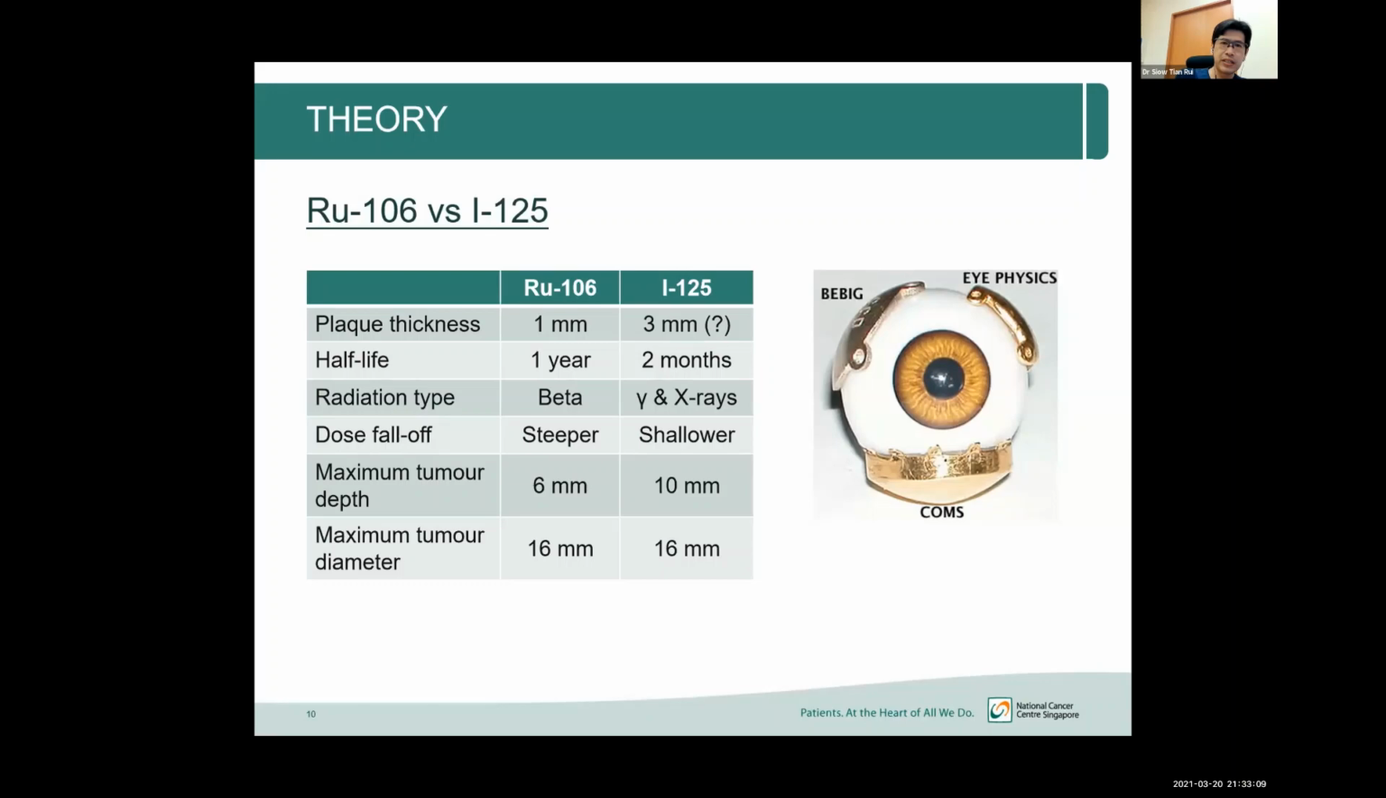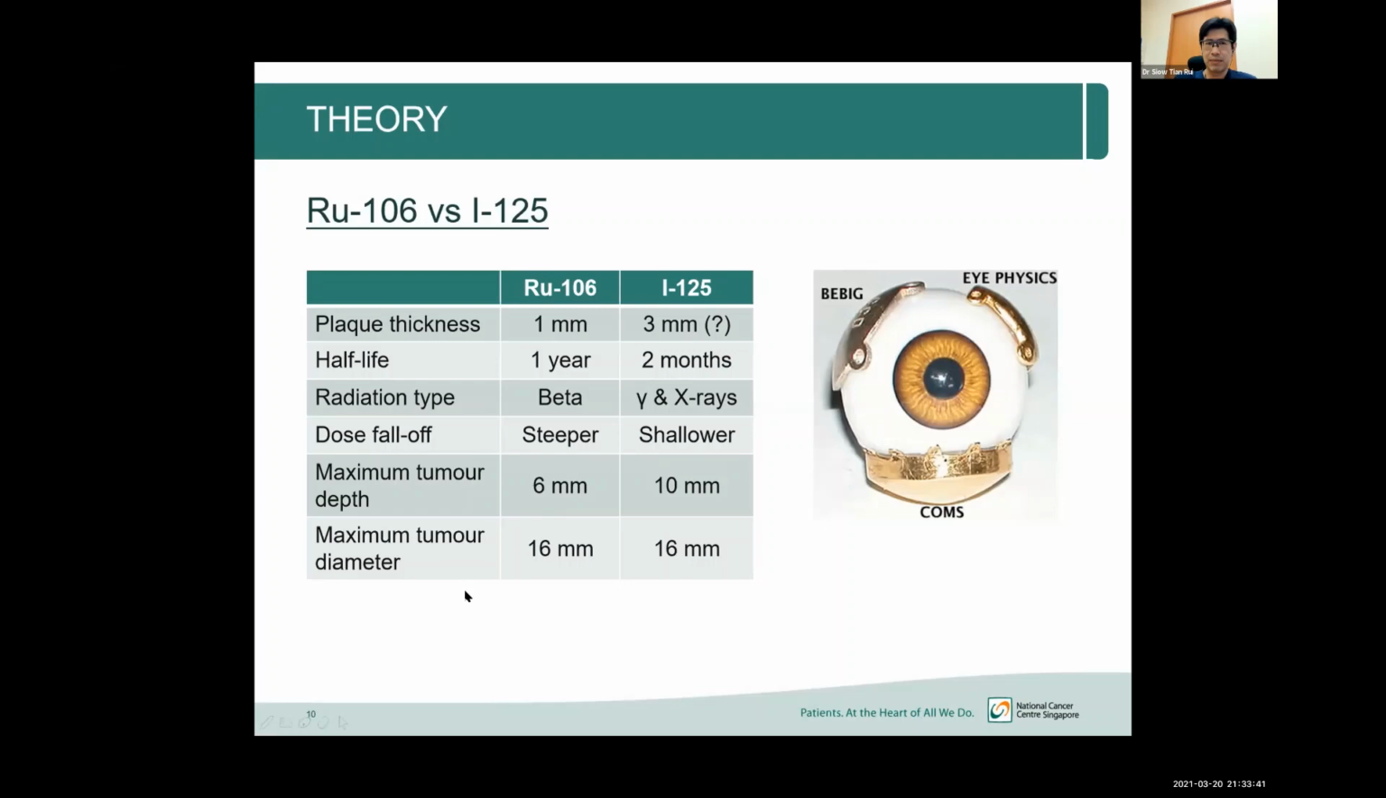The type of radiation emitted is different between ruthenium and iodine-125, and this accounts for the differences in the radiation profile, which I will show later. And then this radiation profile determines how large a tumor we can treat. For ruthenium-106, the maximum thickness of the tumor is about 6 millimeters. For iodine-125, it is about 10 millimeters. The width of the tumor, the diameter of the tumor, for both is about 16 millimeters.